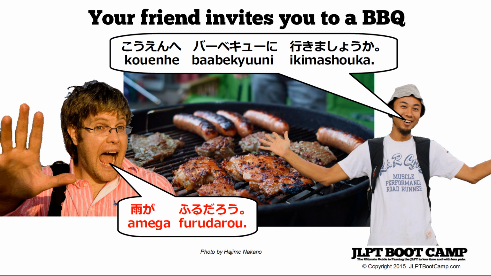And you respond, ame ga furu daro. So ame is rain, ga marks it as the subject. And then furu is to rain, to fall, something falling. So, for example, yuki ga furu is snow is falling. Ame ga furu is rain is falling. Daro is the casual form of deshou. And this is a way to express uncertainty about the situation. So you're predicting that it will rain in the future. You're not absolutely sure. You're just predicting based on the weather report or the clouds, the situation that you see outside.